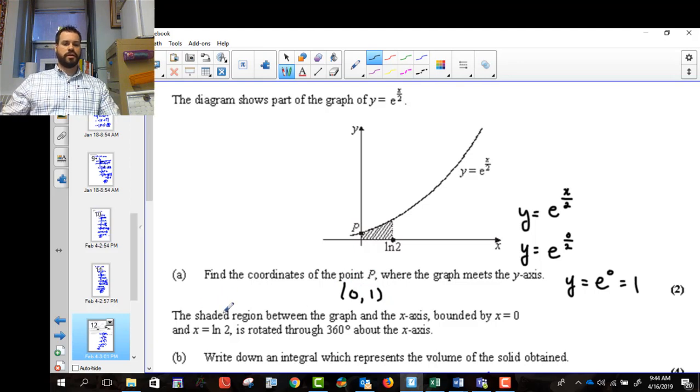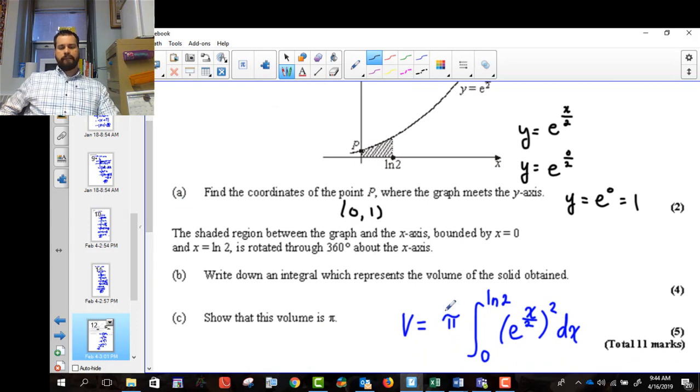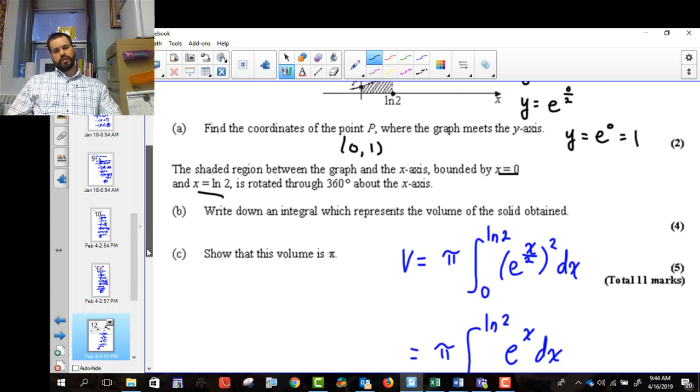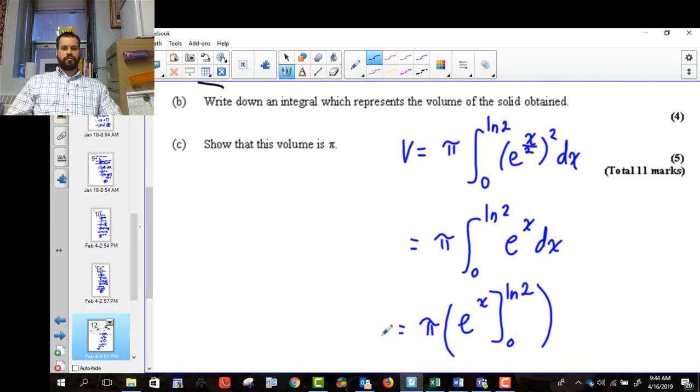Okay. Now it says the shaded region between the graph of the x-axis, bounded by x equals 0 and x equals ln 2, is rotated 360 degrees above the x-axis. Write down an integral which represents the value of the solid obtained. So we're going to go with pi times the integral from the lower boundary, which is 0, to the upper boundary, which it tells us is ln 2. Right? So we're going from 0 to ln 2 of the function squared. So e to the x over 2 squared. If you multiply x over 2 by 2, you get just e to the x. If you integrate e to the x, it stays as e to the x. So you're going from 0 to ln 2.